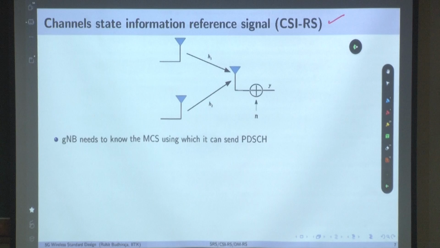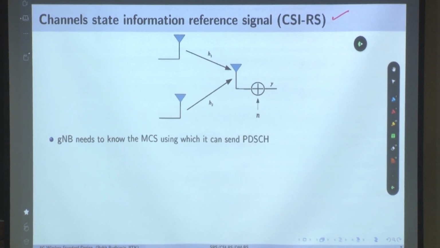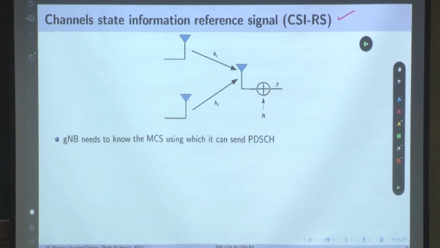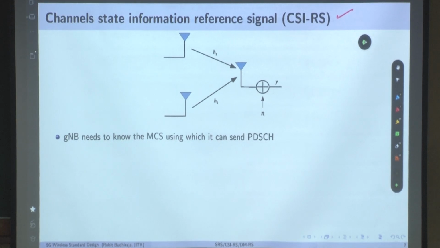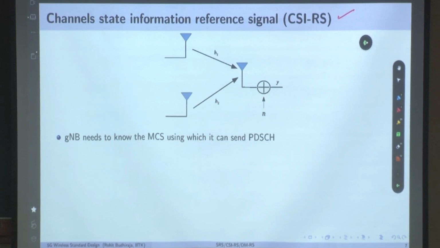In order to solve that problem, the base station uses something called CSIRS. That is the second pilot signal I am going to teach you. So what is this CSIRS? It is the downlink pilot signal which is used by the base station to help the user in estimating the MCS. Let us see how that is done. The problem we are trying to solve on this slide is that the gNB needs to know the MCS using which it can send the PDSCH.